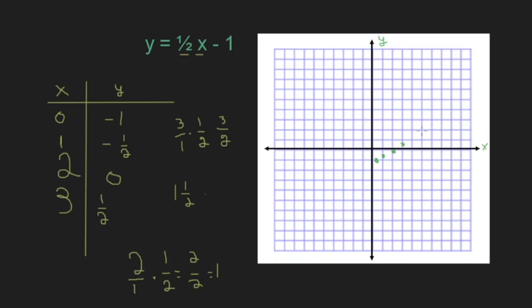We've created this little line, and all we have to do now is connect the dots. It would look something like this. This is the line, and we're done, just like that. We have connected the dots, and we have graphed this linear equation.